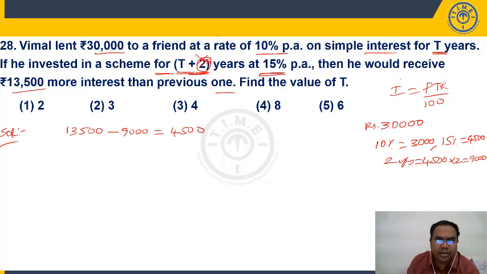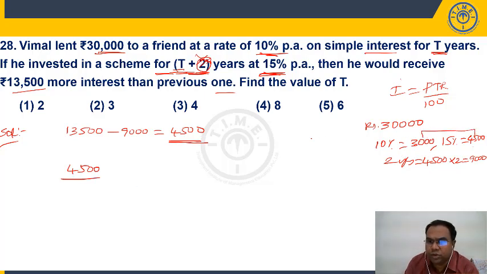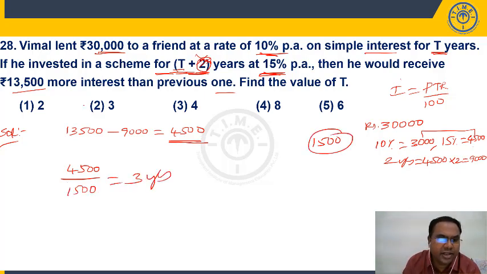Right? Now, these 2 years are gone. That means Vimal is lending to his friend 30,000 at 10% for how many years? T years. He is also investing for T years at 15%. He is getting how much difference? 4,500. The difference per 1 year is how much? 3,000 is 10%, 15% means 4,500. For 1 year the difference is 1,500. 4,500 difference means by 1,500 it will be for 3 years.